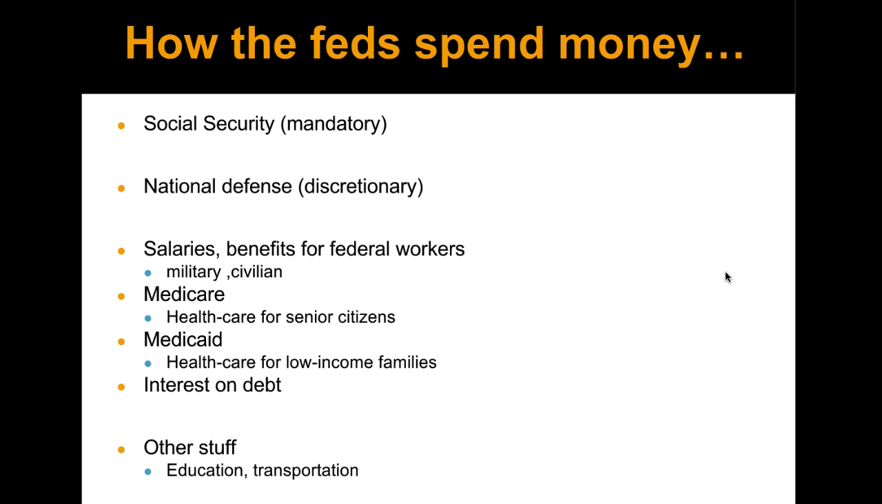And the biggest chunk of discretionary spending is in defense expenditures. And that spending, discretionary means it has to be approved by Congress in the annual budgetary process.